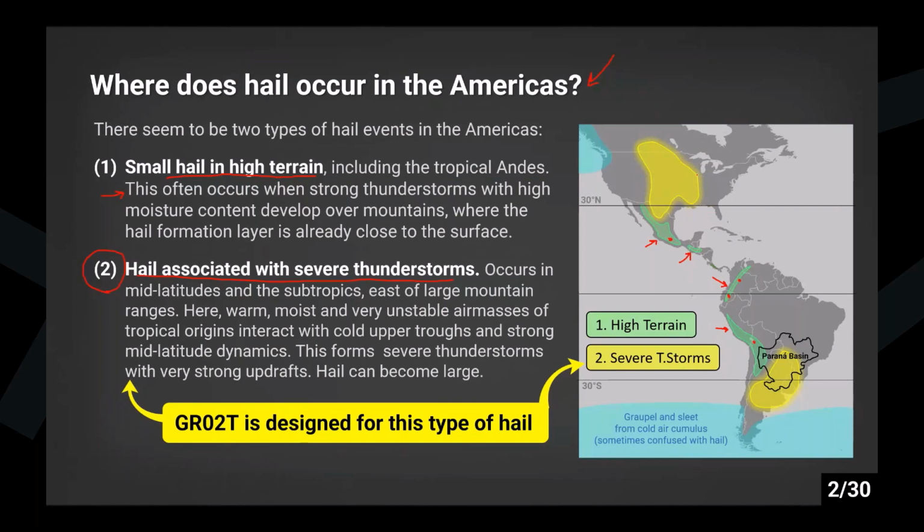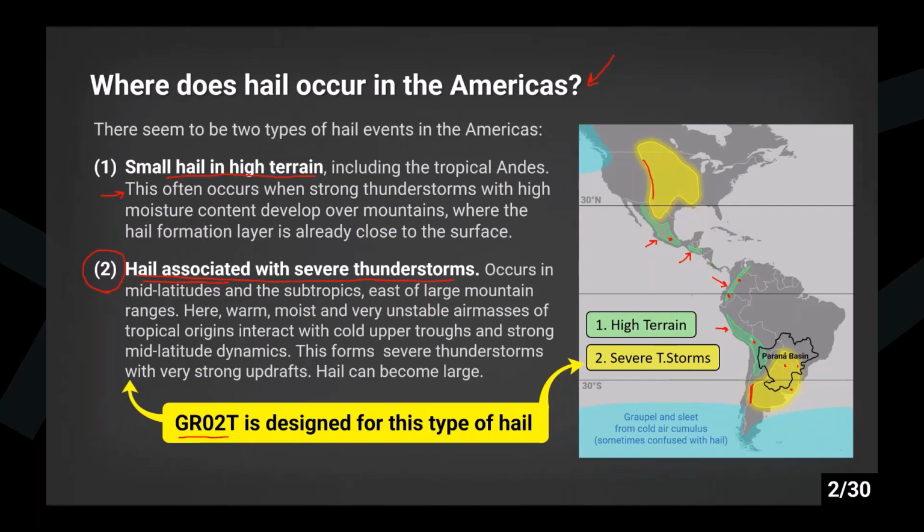For example, the plains of the US are a region that gets a lot of hail from severe convection, especially just east of the mountain range. And also, South America gets a lot of severe convection just east of the Andes. But this area extends into Paraguay here, into southern Brazil, and into Uruguay. So it's not only Argentina, but it's this whole region. So the algorithm GR02T is designed to help forecasting this type of hail.